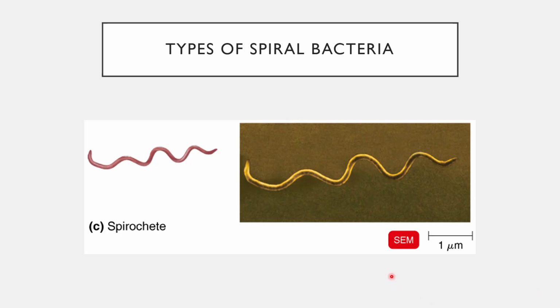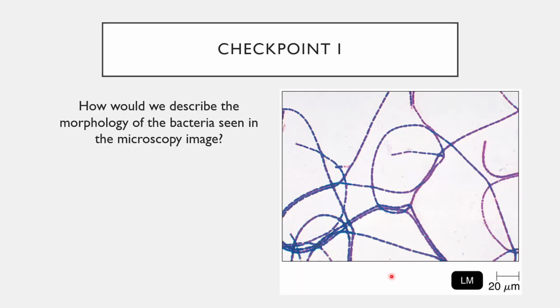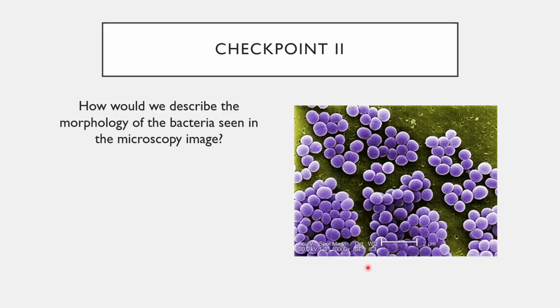So now you're going to test your ability to recognize some of these shapes and arrangements with a couple of checkpoints. Here we have a microscopy image of cells with a particular morphology. How would you describe this morphology? Next, we have one more checkpoint along these exact same lines. How would you describe the morphology of these cells?